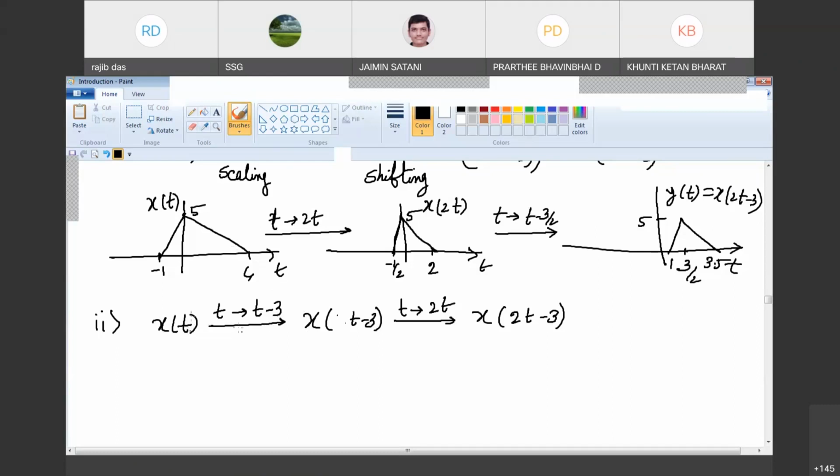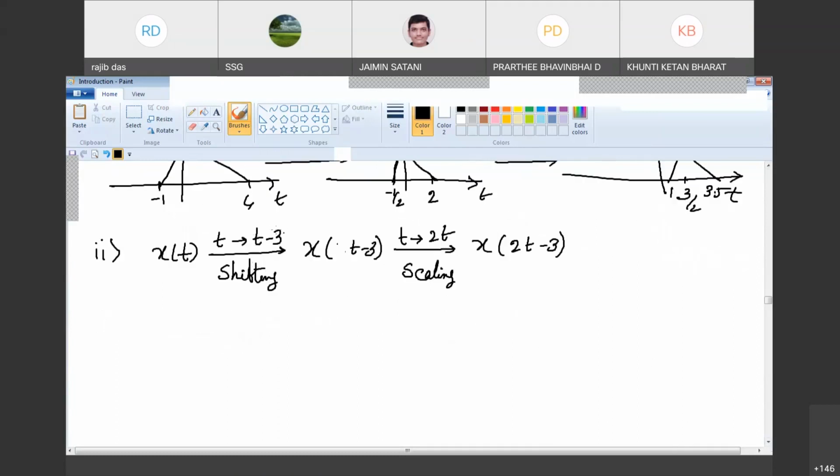So now, t is replaced by t minus 3. It is nothing but shifting. And this is your scaling. Okay. So it is shifted by 3 units to the right side. And this scaling will imply that the resulting signal is scaled down by 2 units. Okay, means it is compressed by 2 units. So the signal was like this. So this is minus 1.